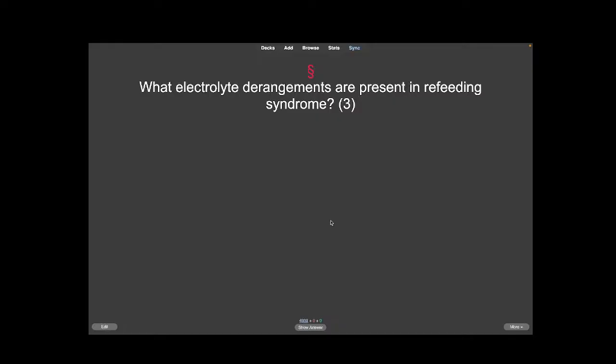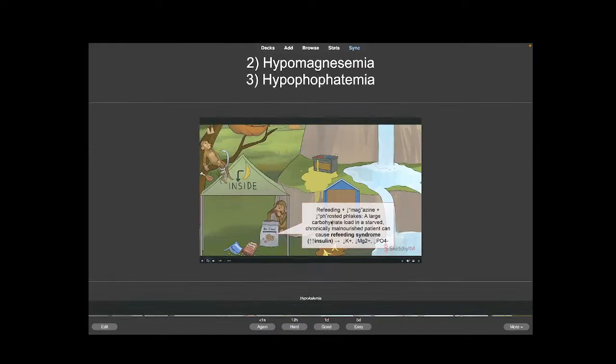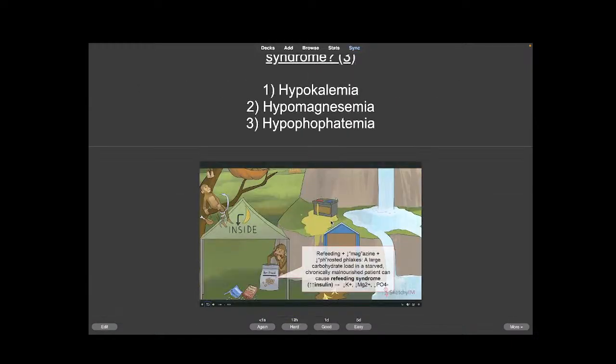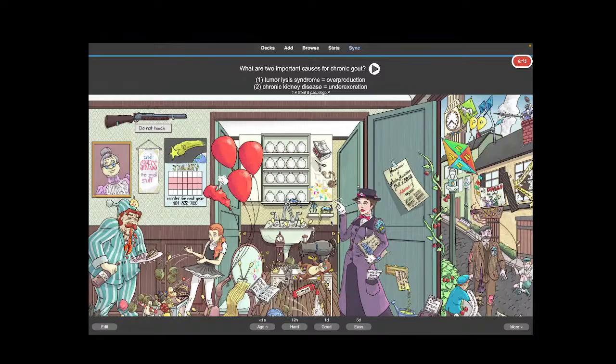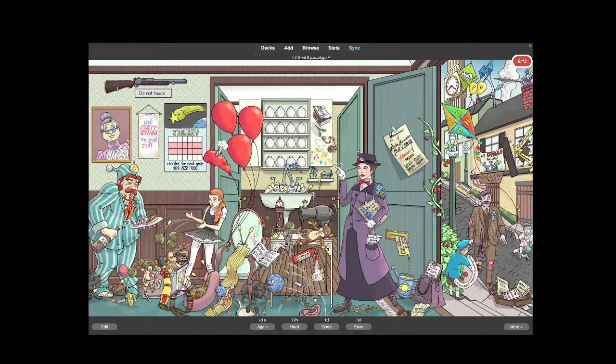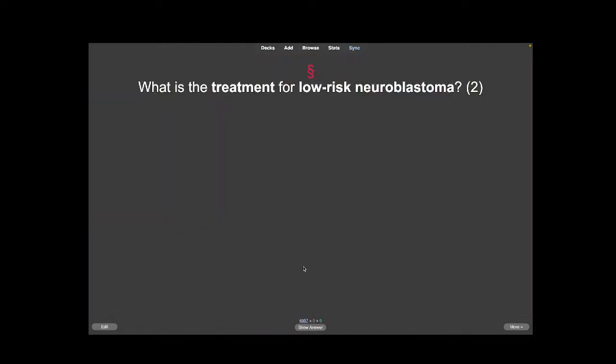All right. Electrolyte derangements are present in refeeding, so we have hypokalemia. Okay. I think it's also hypomagnesemia. I don't know where that's mentioned, but okay. What are two important causes for chronic gout? Chronic kidney disease. Where's that mentioned? Chronic kidney disease. Okay. Shriveled kidney. And then you have lead poisoning. Nice.